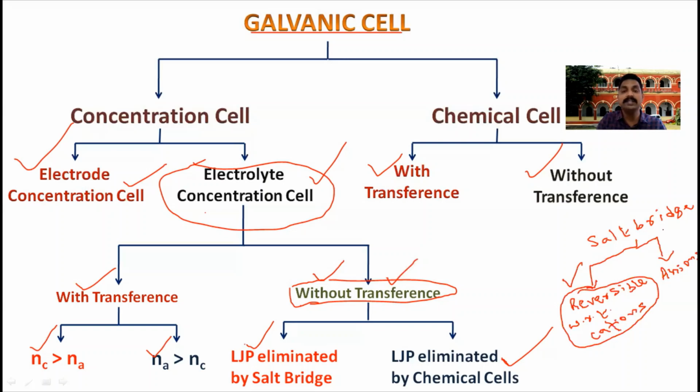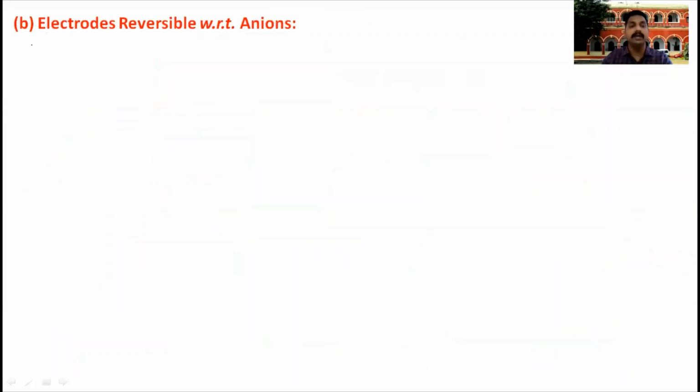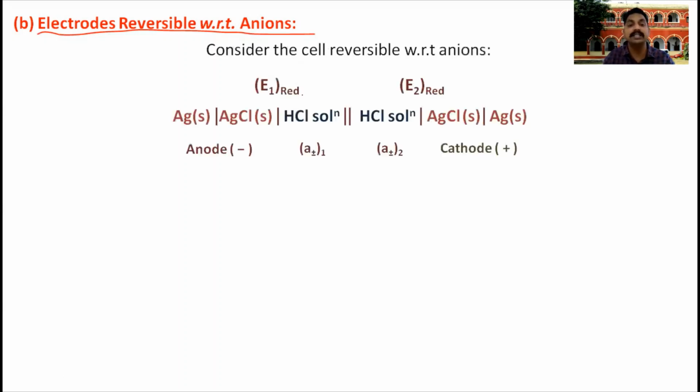Now, in today's class, we will see the electrolyte concentration cells without transference, in which the LJP is eliminated by salt bridge and the electrodes are reversible with respect to anions. Here we have taken the category in which the electrodes are reversible with respect to anions. For this, as usual, in the first step, we write the cell notation. So here the cell notation is like this.